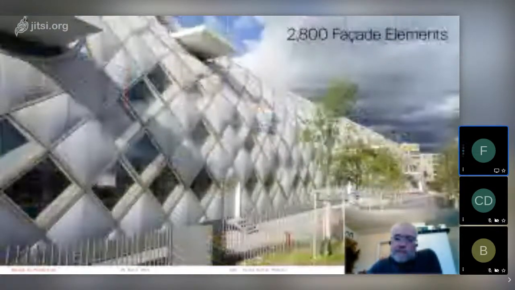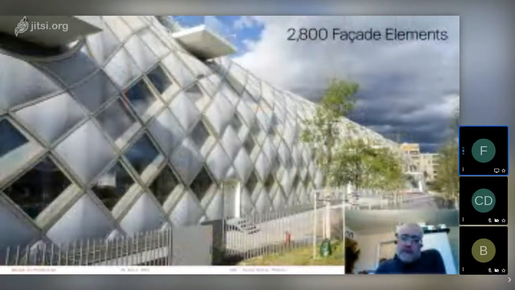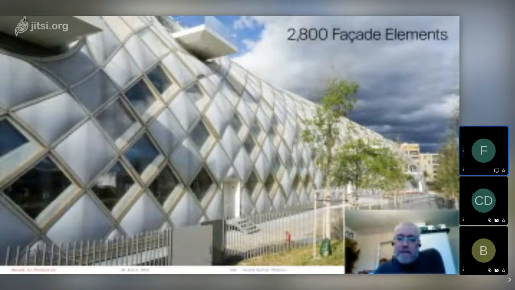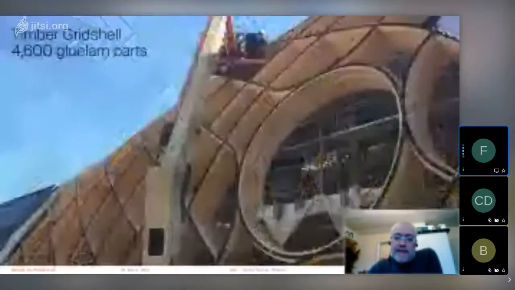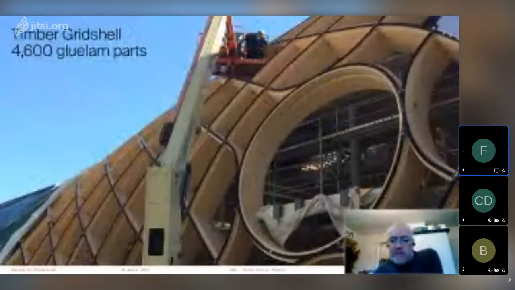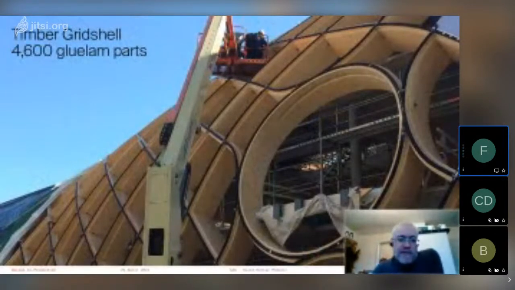Swatch has about 2,800 bespoke facade elements of different types. It's actually an office building. There's a 4-story concrete structure inside that is wrapped into this facade, which is based on a timber grid shell that is put together from about 4,600 glulam parts that were prefabricated digitally and then put together on site in 4 layers crisscrossing each other.